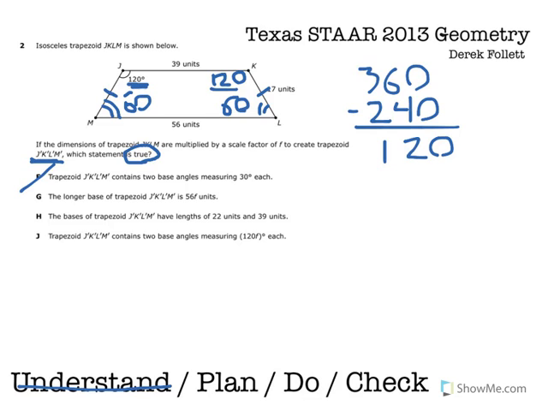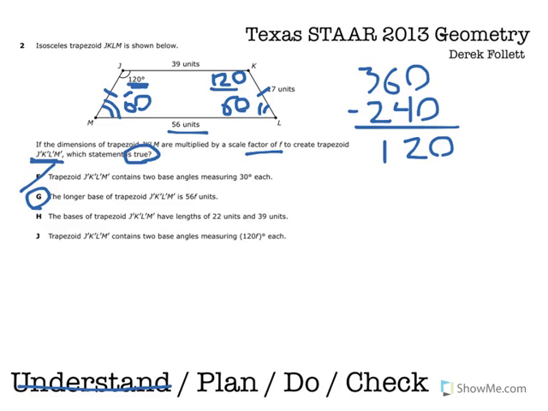G says the longer base of the image of the trapezoid is 56F units. Well, the long base of the original is 56 units, and the scale factor is F, and I know that I'm going to just multiply all sides by F to get the new one. So that one's looking good. So I'm going to go ahead and circle it.